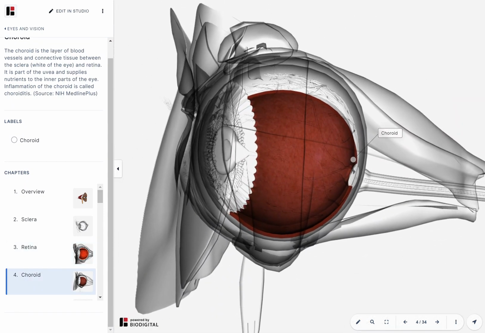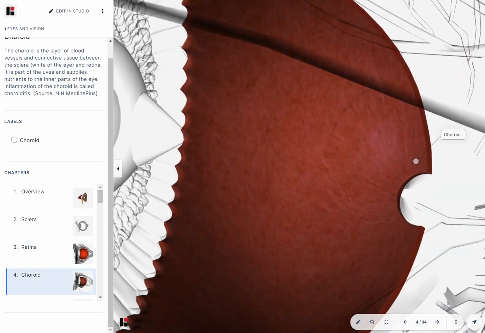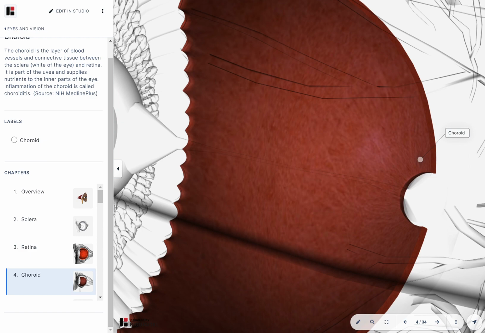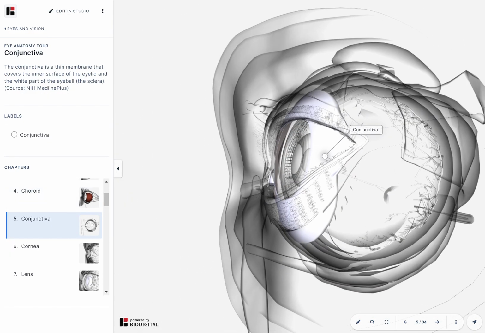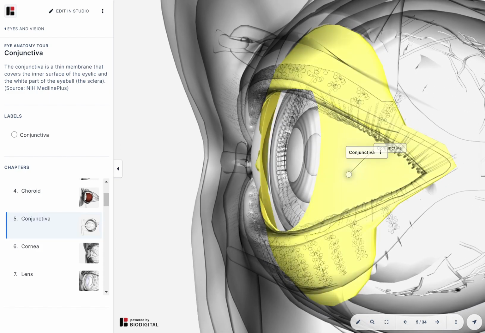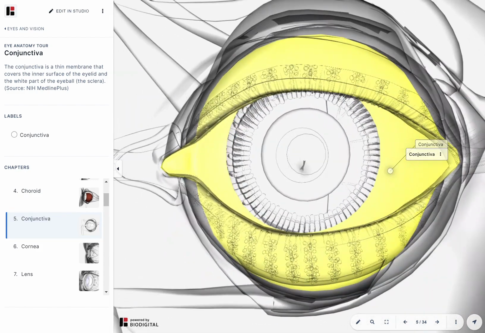Moving on, you have the choroid layer, which is present between the sclera and the retina, and it serves as the blood vessel tissue area of the eye and provides blood to the retina. In turn, it provides all the nutrients which the retina needs. Moving on to the conjunctiva. If you could see this highlighted yellow part, it's a white covering of the eyeball, and it can be visualized easily in the normal eye when you open the eyelids.